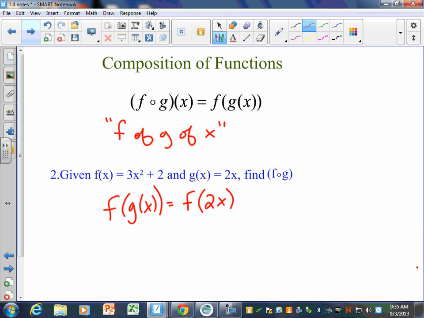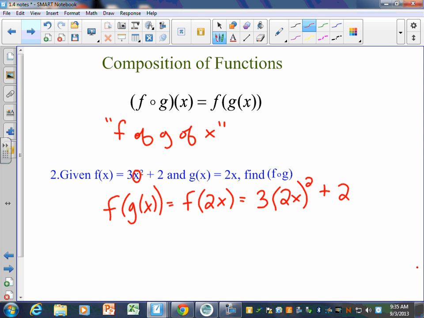And then now finding f of 2x, you should know that that means everywhere in f that you see an x, you're going to replace it with 2x. So I'm going to get 3 times 2x squared plus 2. Who has a question on where I'm getting all that from? No. If you do that all at once, I'm okay with it, but that's how you can break it down a step at a time.